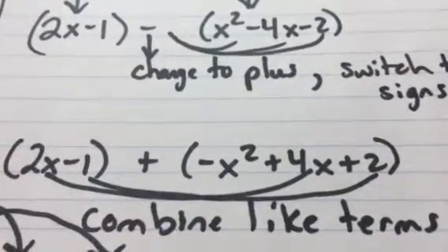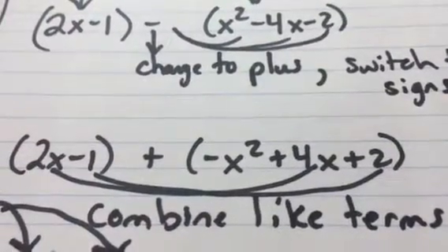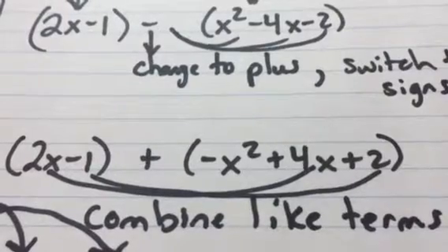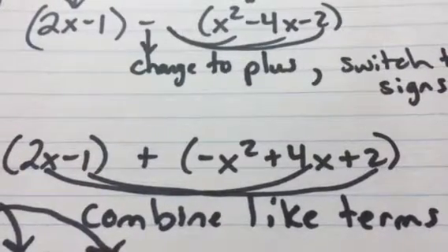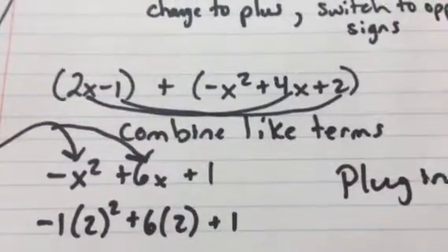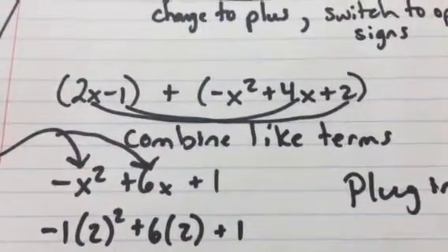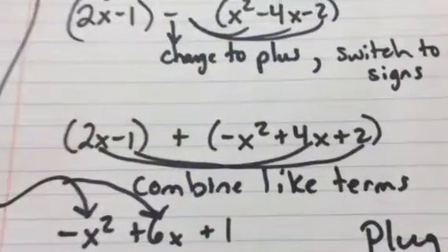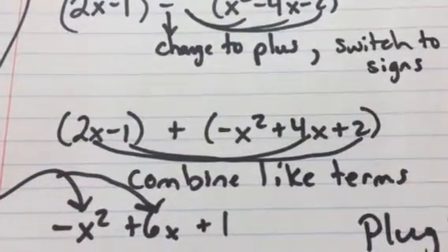We have the 2x minus 1, we have the plus sign, the x squared became a negative, the 4x became a plus, and then the minus 2 became a plus 2. And then, unlike the previous example, we're going to combine the like terms together, and that's going to give us negative x squared plus 6x plus 1.